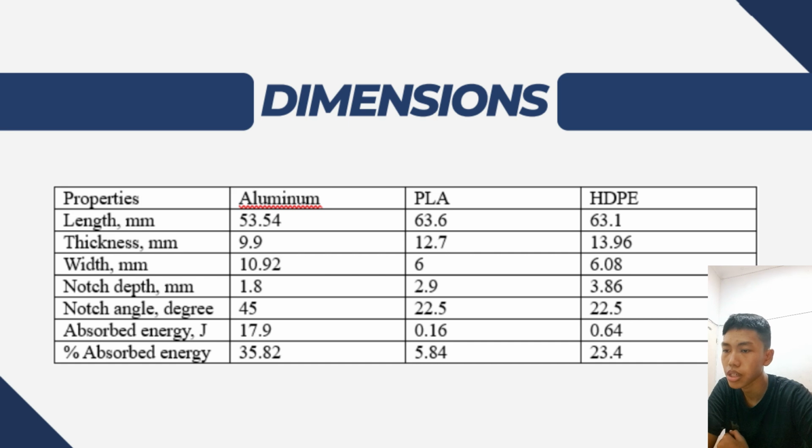First of all, we can get the dimensions of the three specimens used in impact test. To obtain this, we just need to measure the three specimens' length, thickness, width, and notch depth using vernier caliper or ruler. After that, we can just fill in the table that is given by the module.